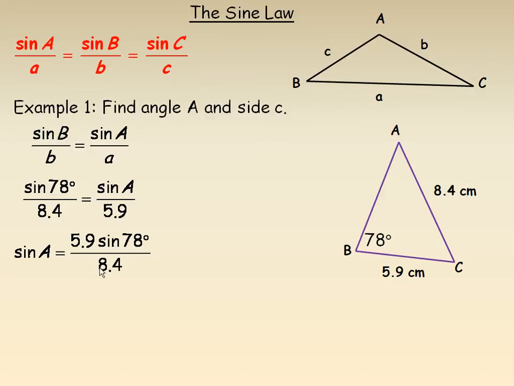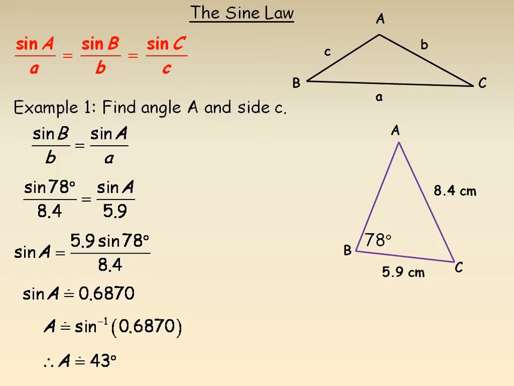We evaluate this, and that will give us what the sine of angle A is equal to, which is approximately 0.6870. Make sure your calculator is in degree mode before you evaluate angle A. We find angle A by taking the inverse sine of 0.6870. To the nearest degree, A is about 43 degrees. So in the diagram, we can label A with 43 degrees now.